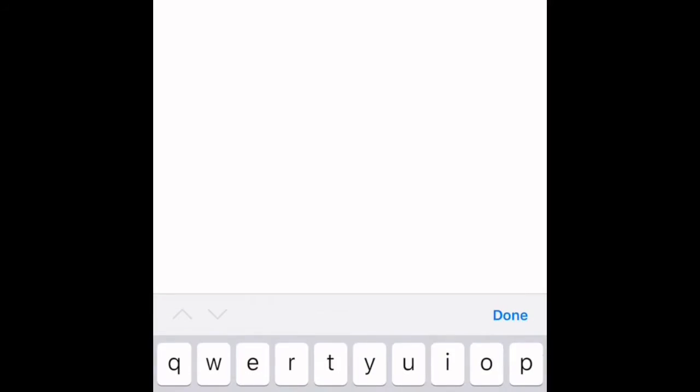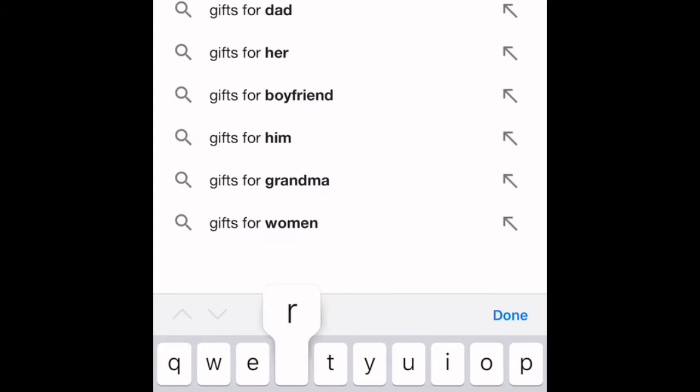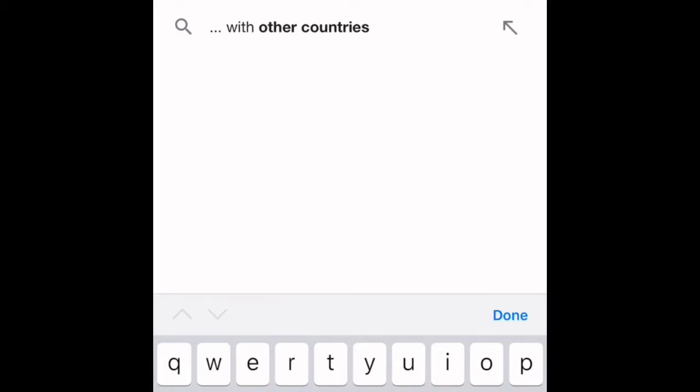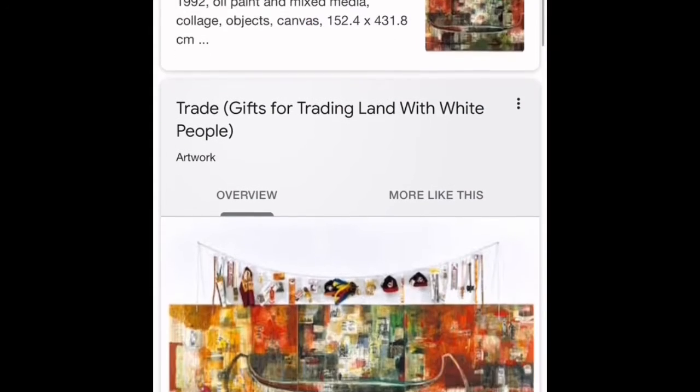So the next image is Trade, Gifts for Trading with White People. And it was made in 1992 with oil paint and mixed media, being a collage with objects and canvas. It currently hangs in the Chrysler Museum of Art in Norfolk, Virginia.